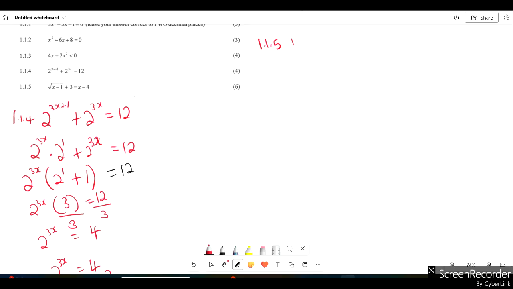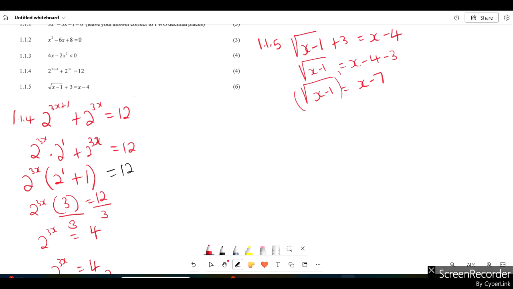It's the square root of x minus 1, plus 3, equals x minus 4. Guys, in order to get rid of this square root, the square root must be left on its side, and I will take the rest to the other side. So it's going to be the square root of x minus 1 equals x minus 4. I will take this 3 to the other side, which will change sign. It's going to be minus 3. And then after that, square root of x minus 1 is going to be x minus 7.